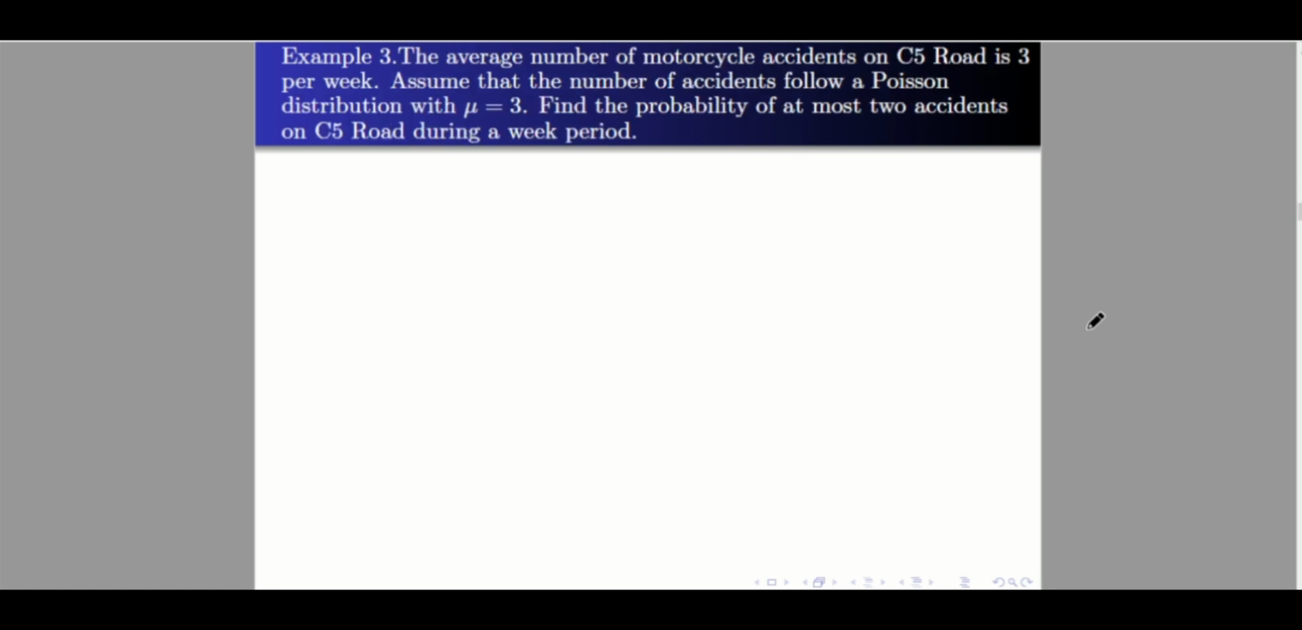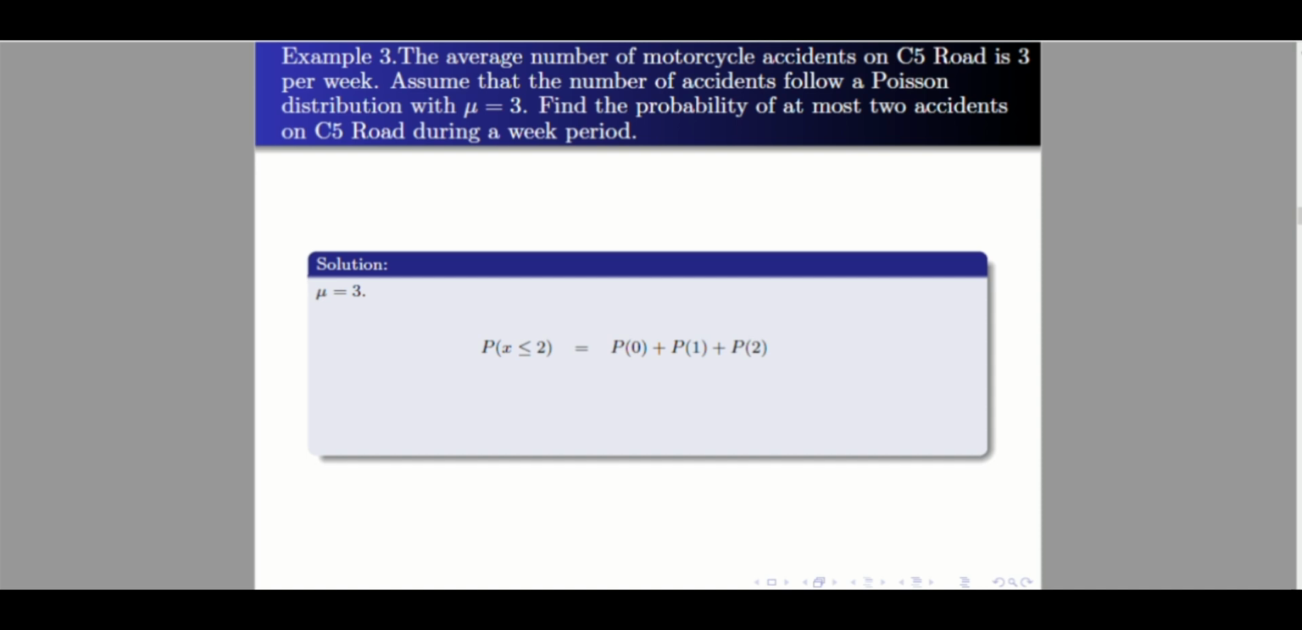Example 3. The average number of motorcycle accidents on C5 road is 3 per week. So our interval is per week. Assume that the number of accidents follows a Poisson distribution with mean 3. Find the probability of at most 2 accidents. At most 2 means less than or equal to 2, so we can compute P0, P1, and P2. We're given the mean equal to 3. Again, substituting these values to the given formula, we arrive at 0.4232.